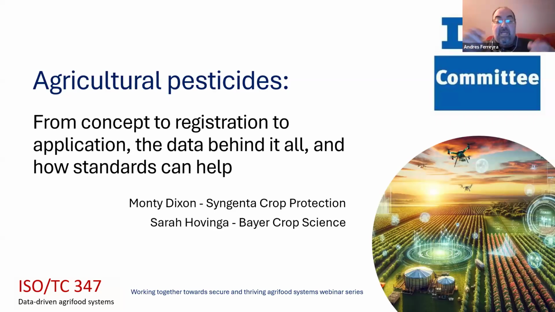Today, we'll explore aspects of the topic that are usually invisible, such as the process crop protection chemicals go through to be approved or rejected for agricultural use, the data involved, and how standards can help make this process faster and safer. We'll also show you how you can actively participate in shaping upcoming international standards on these topics.